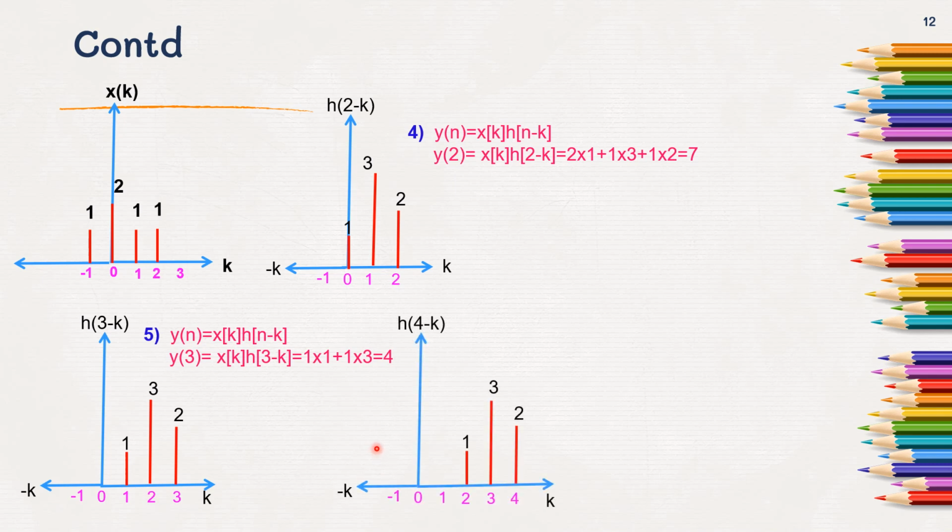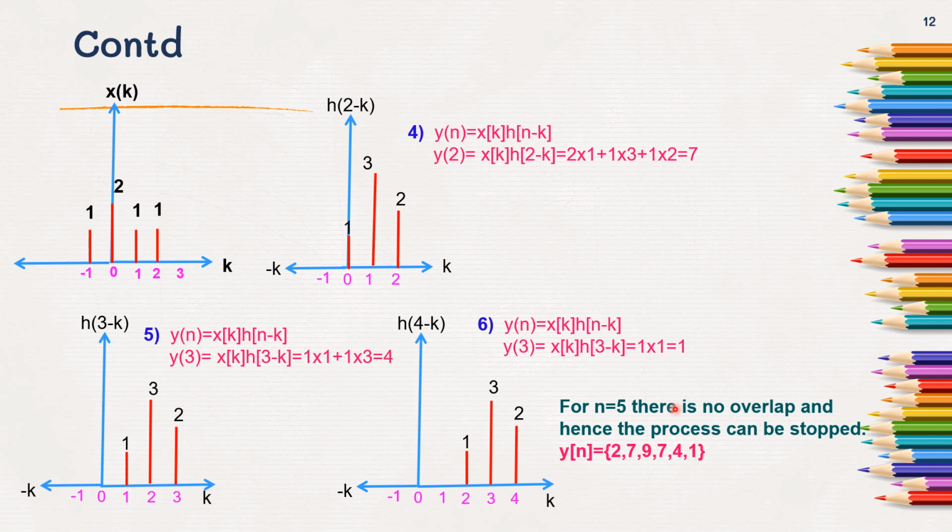Next. Now look for the overlap between x of k and h of 4 minus k. Here it ends at 3. So you have overlap only at 2, right? So you calculate h of 4 minus k, right? That is, you calculate y of 3 using h of 4 minus k. Right? For the next sample, when you put n is equal to 5, when you calculate h of 5 minus k, your value starts at 3. But here from 3, x of k ends at 2 itself. So there will not be any overlap and you stop the process.